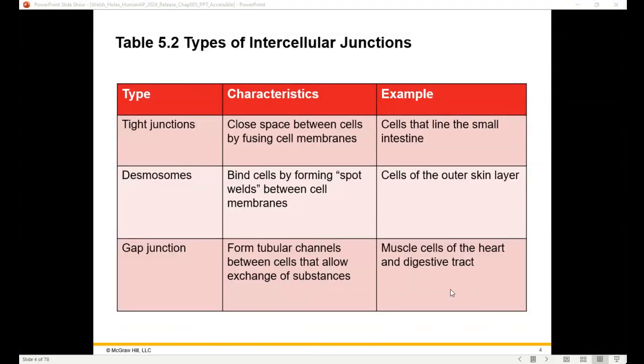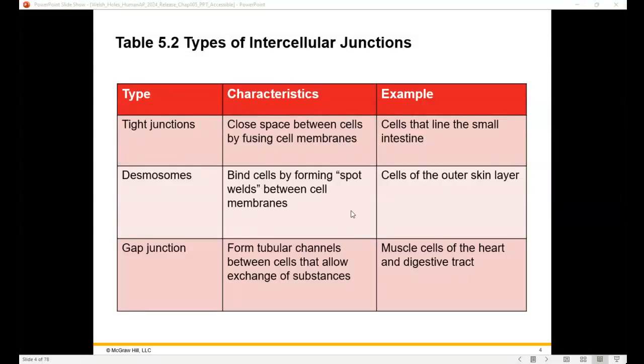Now, within the tissues, often you may find different connectors or intercellular junctions. Tight junctions close space between cells by fusing cell membranes. And the cells that line the small intestine are a good example of areas that have tight junctions.